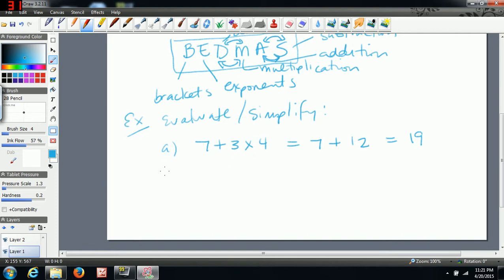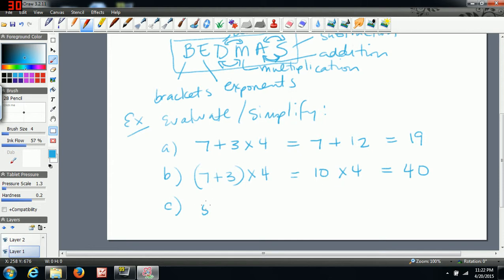Now let's try another example. Say we're given this time (7 plus 3) in brackets multiplied by 4. Now this is completely different from the above. Those brackets change this question entirely because now we've got brackets introduced, so we have to do brackets first. So when I'm simplifying this, I have to do what's inside the bracket. I'm going to do 7 plus 3, which is 10. Now I'm left with 10 times 4, one operation, which gives me 40. Okay?